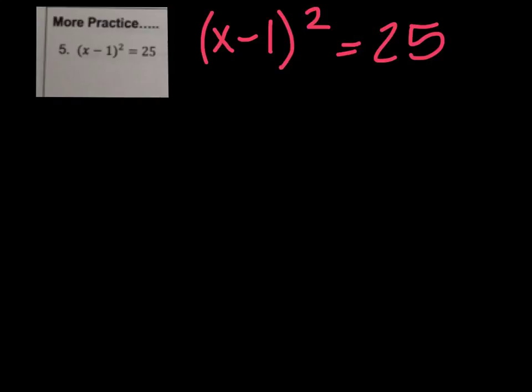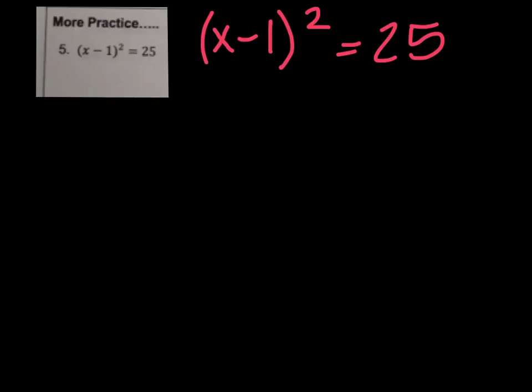Alright, so let's practice some more problems that look a little bit different but are the same concept. So on number 5, this time you have a parentheses that is squared, and so in order to get the x by itself, we first have to cancel out the square and do that to both sides. So here's what we're going to do on number 5. So again, we cannot get this x by itself by moving this 1 until we get rid of this square.